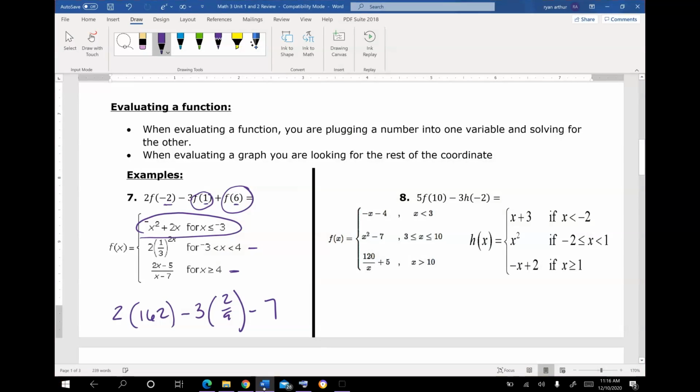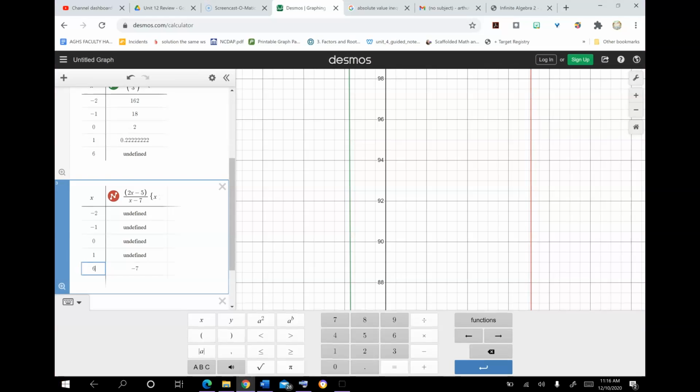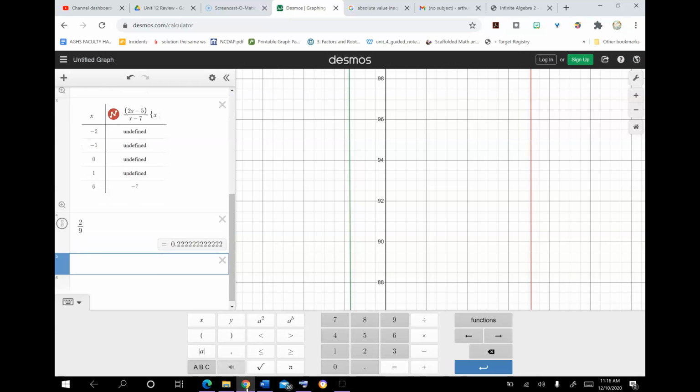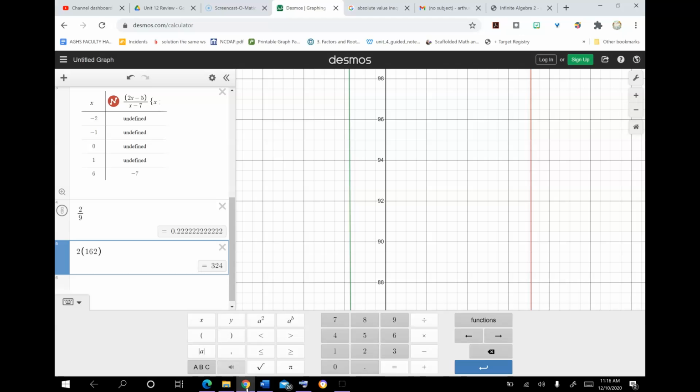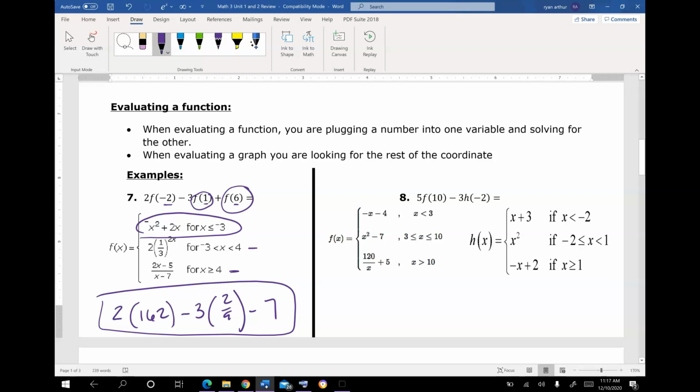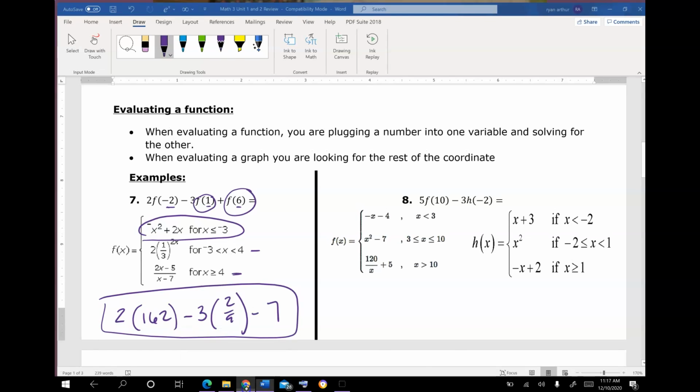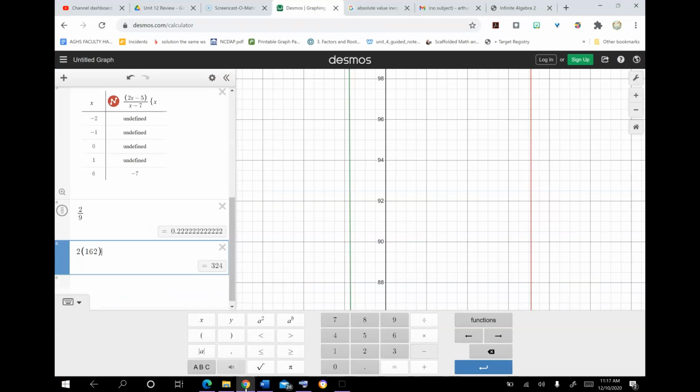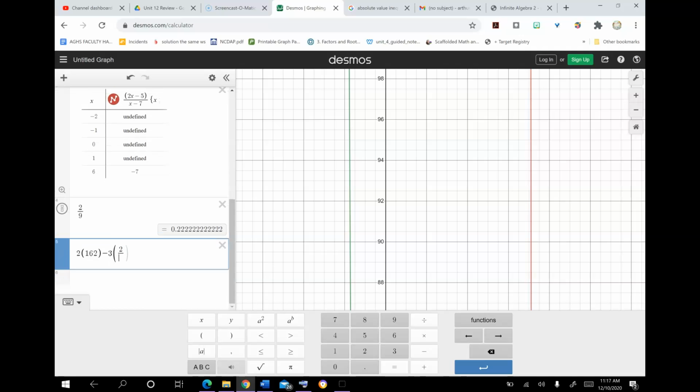Okay? Then all you have to do is type this right here into Desmos, and it'll give you your answer. Okay? So 2 times 162. I don't know why I gave such a difficult problem when we were doing this. I'll change that for next year. 3 times 2/9. Then it's -3 times 2/9.